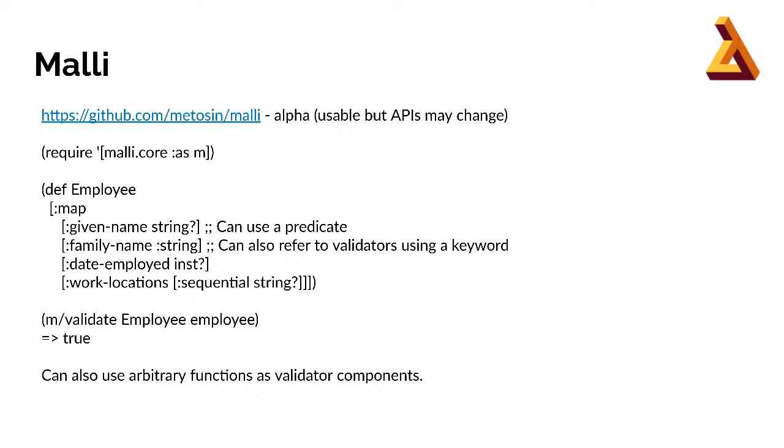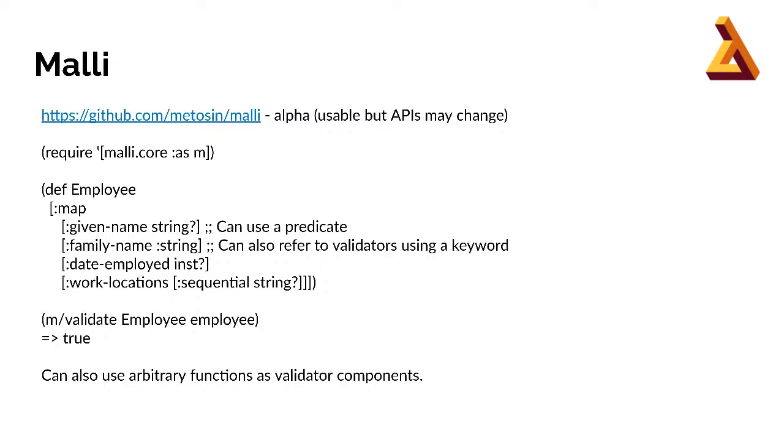So let's see what this looks like. Right, so we require Malli core. We define an employee, which is a map of these things. So it's basically a given name string, a family name string. There's a distinction here between these two. I don't know whether you notice this, but string question mark is a predicate that will run on the data and check it's a string. But for common ones, you can also use a keyword. So this keyword string is basically the same as string question mark, but almost everybody will want to check that some field is a string. So that's a nice feature, I guess.